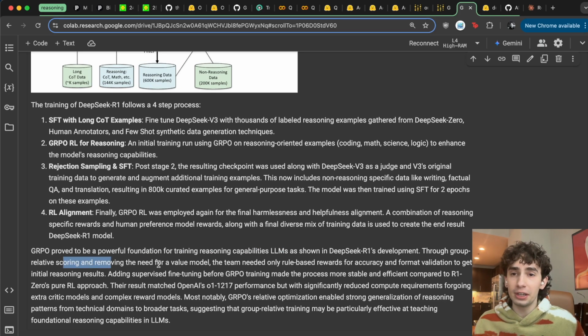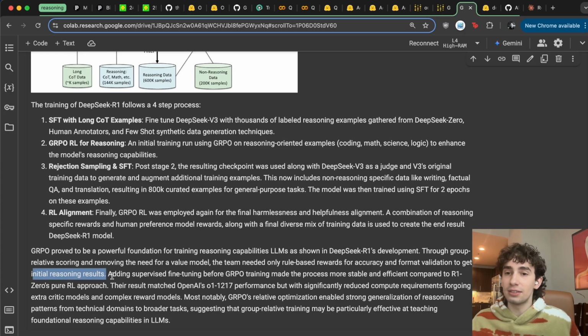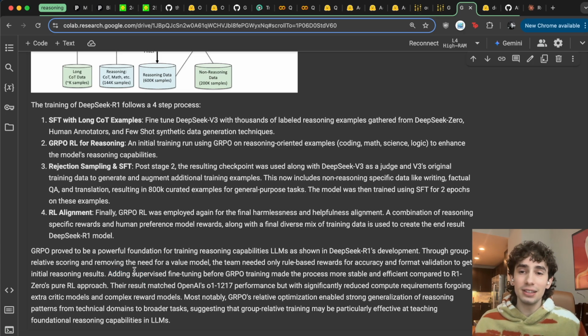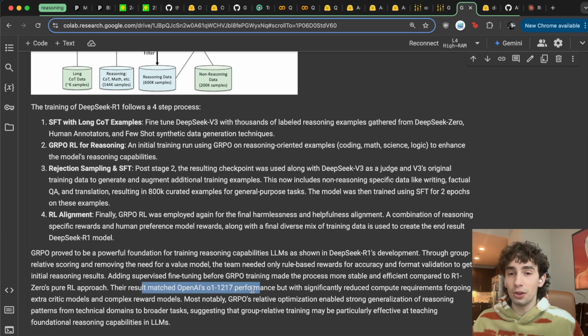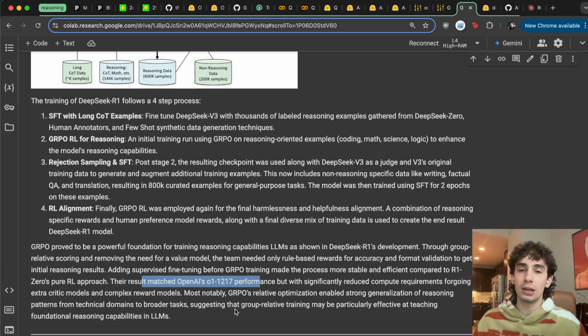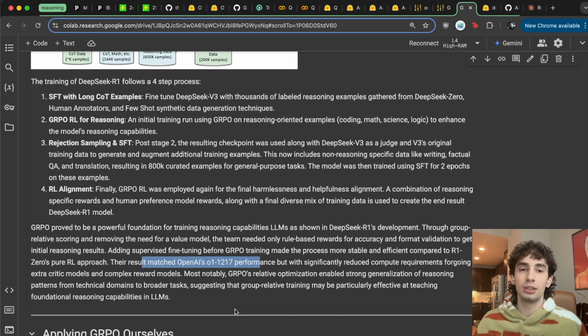The different scoring and reward models made it super simple to train, as they only needed rules-based rewards for accuracy and different format validation, which we'll show when we implement it in a second, to get this initial reasoning result. A lot simpler than we kind of thought a few months ago. Adding in the different supervised fine-tuning steps made this process a lot more stable and efficient, as we've seen, and the result matched OpenAI's early checkpoint of O1's performance, but with significantly reduced compute requirements.